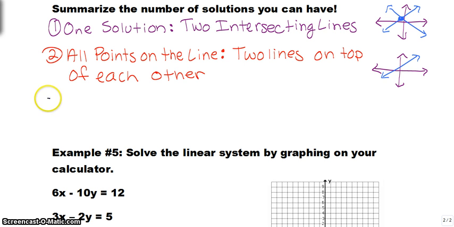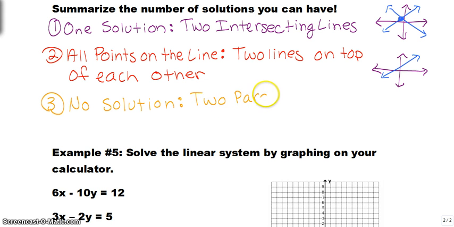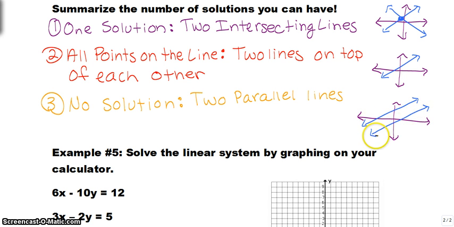And then the third type of solution I can have is no solution. That's what we saw in our third example. And that means we have 2 parallel lines. And if we sketched a picture of that, it would look something like this. 2 lines that are parallel, so they're never touching, so there's no intersection point.